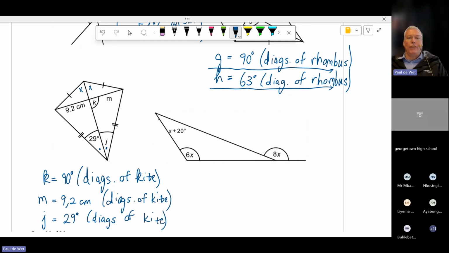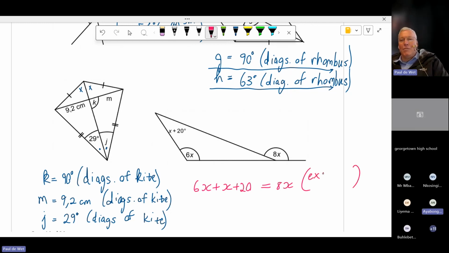Who can give me an equation for this one? Remember, an equation has an equal sign. Yes, there's a hand there. 6x plus x plus 20 equals 8x. Just give me a reason. Yeah, well done. Exterior angle of triangle. Well done. Can you solve that equation for me while you've got the microphone?